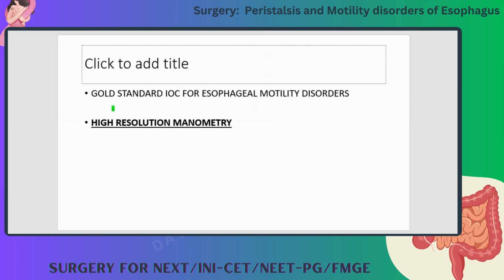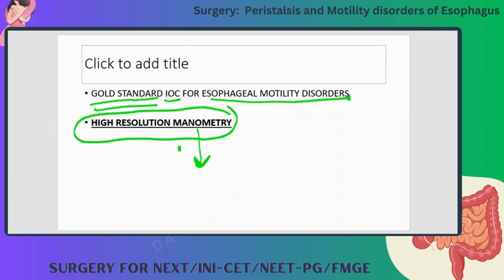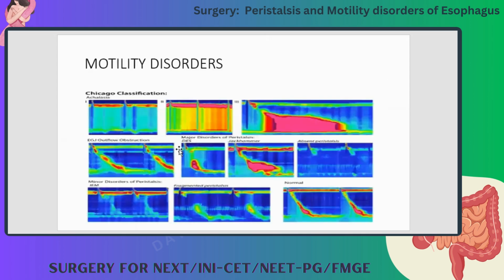And what is the gold standard investigation of choice for esophageal motility disorder? If they ask gold standard, it is high resolution manometry. What is manometry? Study of pressures inside the esophagus. What is the pressure in the esophagus? How much peristalsis is going on? What is the lower esophageal sphincter pressure? These are all details we will come to know by using a high resolution manometer.